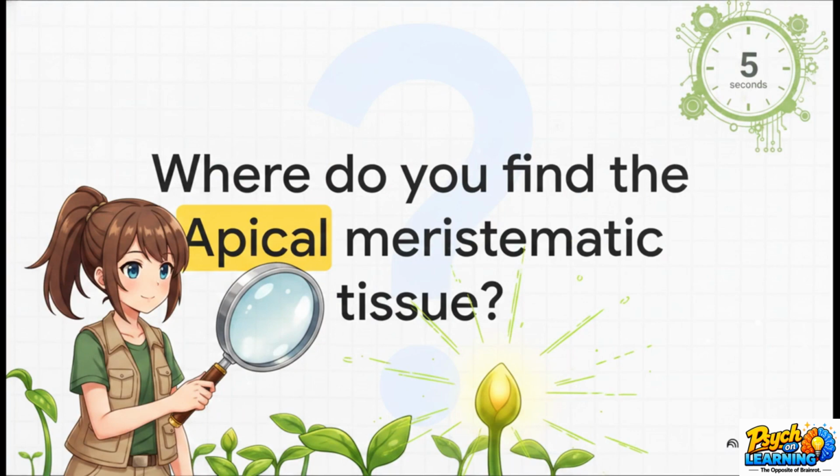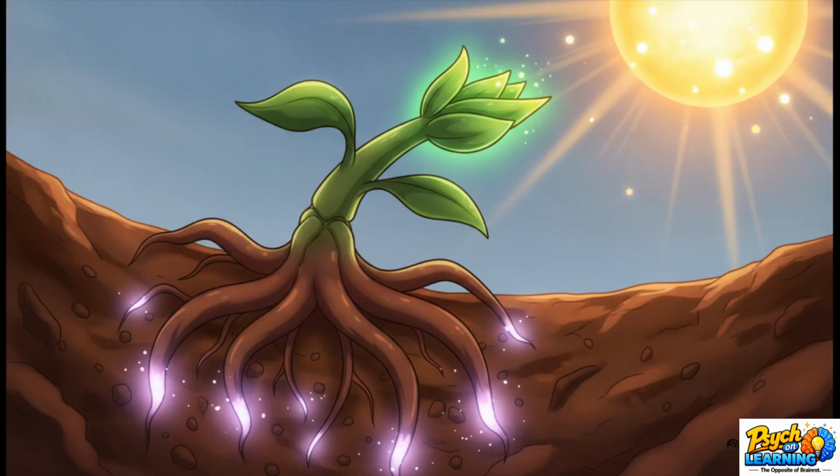And here is our final question for today's adventure. Question 3. If you were exploring a plant with a magnifying glass, where exactly would you look to find the apical meristematic tissue? 5 seconds on the clock. Spot on! They're located right at the very tips of the growing roots in the soil and the growing shoots reaching up to the sun, helping the plant increase its height.